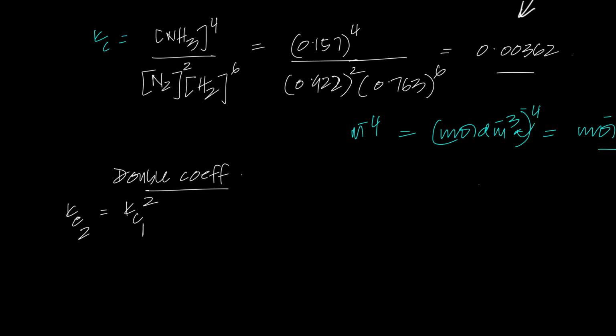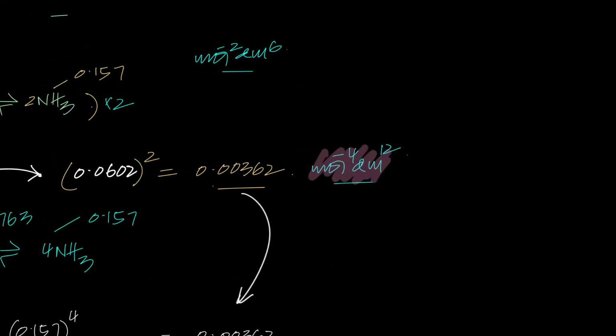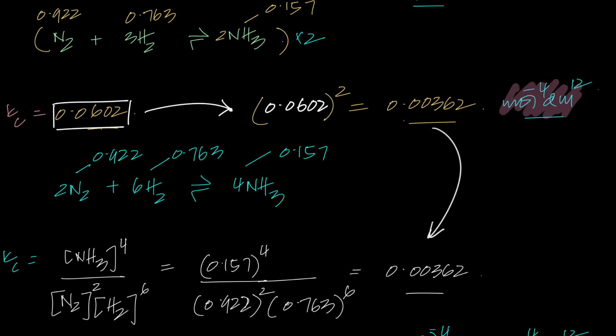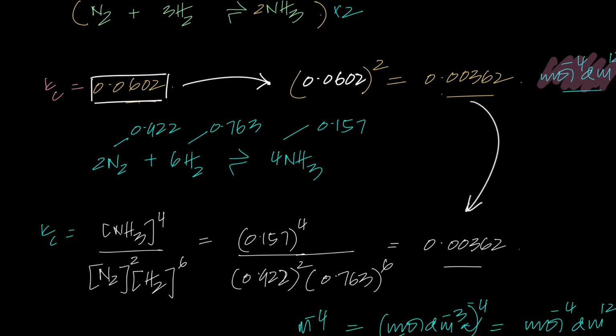Right? So once you doubled the coefficients, the new Kc would be the square of the old Kc. And this is what we've done. The new Kc value is the square of the old Kc. Isn't that true? How easy. And I'm deriving these equations for you instead of feeding them to you.